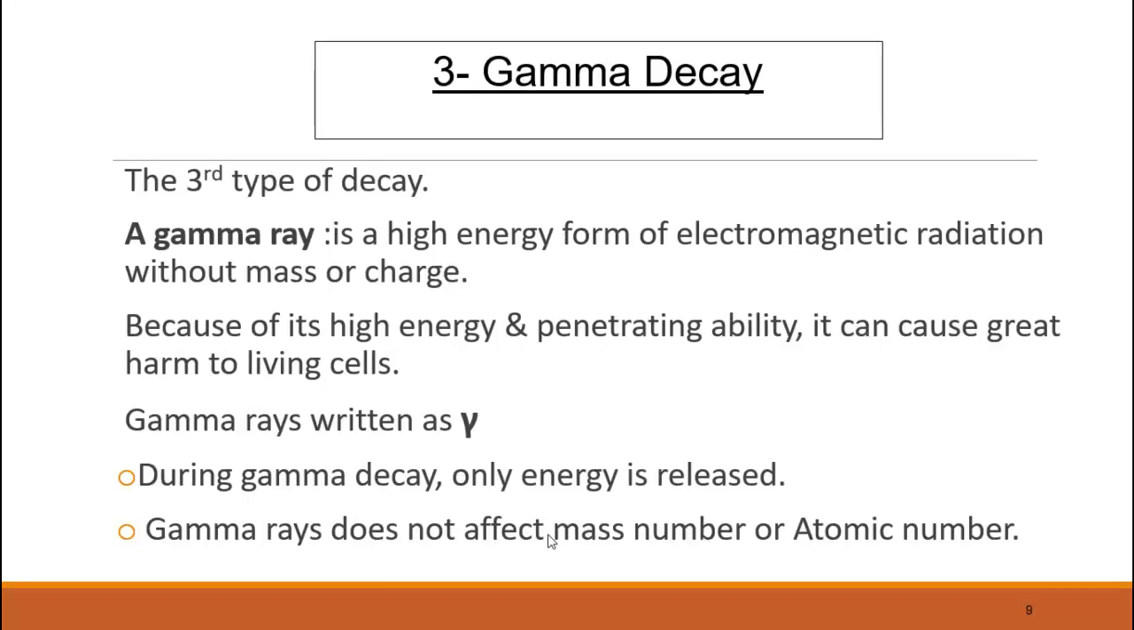The third type, gamma decay. A gamma ray is a high energy form of electromagnetic radiation without mass or charge. Because of its high energy and penetrating ability, it can cause great harm to living cells. The gamma ray is written with the symbol gamma, and during gamma decay only energy is released. So gamma decay doesn't affect the mass number or atomic number.